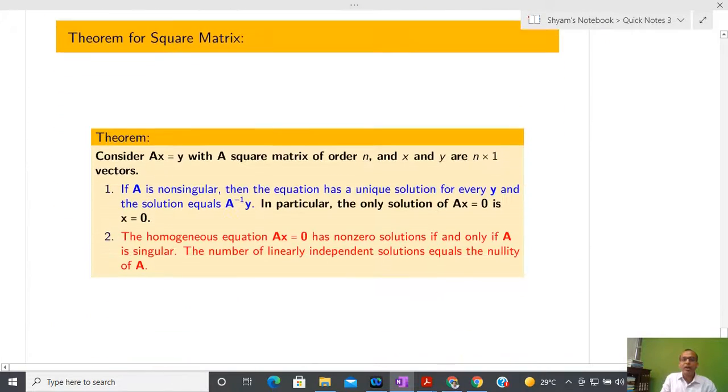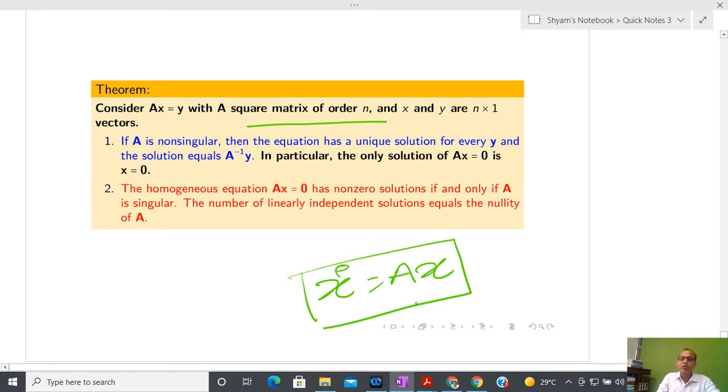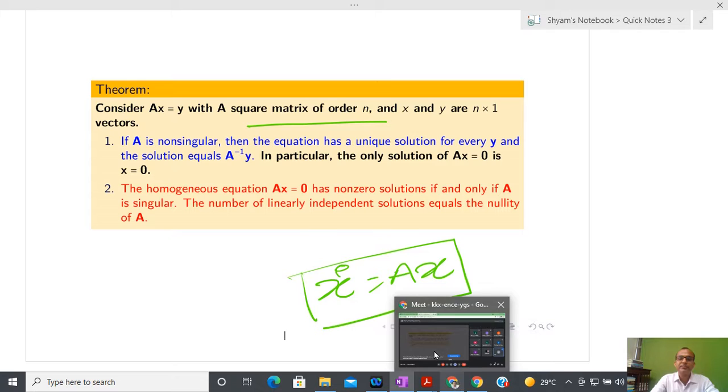Similar kind of things I have written: Ax equal to y, A is a square matrix, then Ax equal to 0 has a unique solution provided A is non-singular. Now come to the original question, x dot equal to Ax. Could you please tell me under what condition this linear system has a unique equilibrium point? Anyone, could you please tell me?